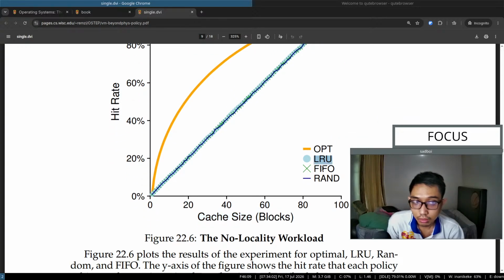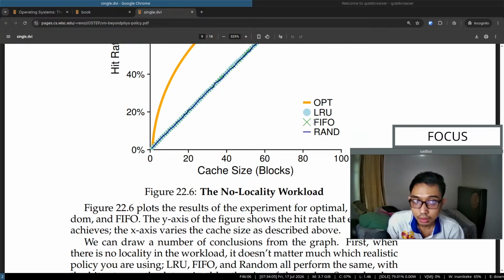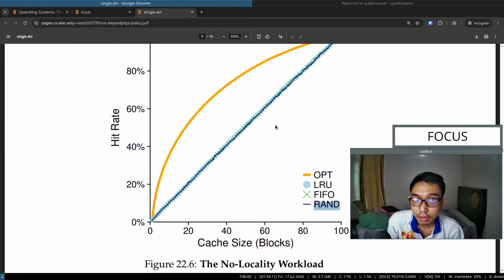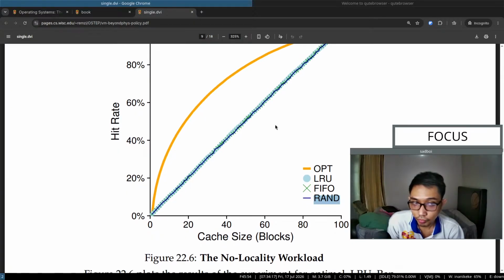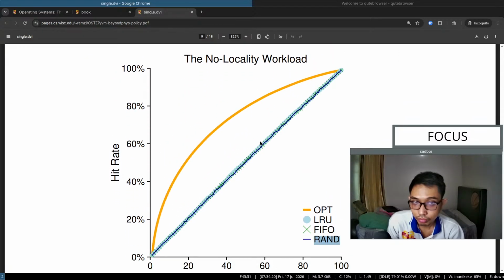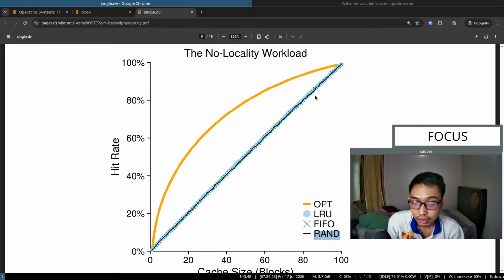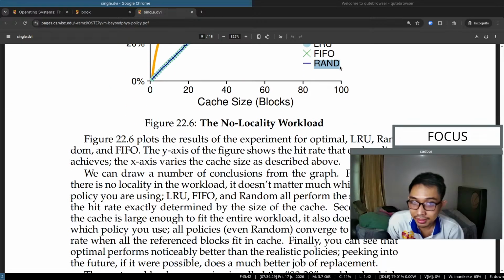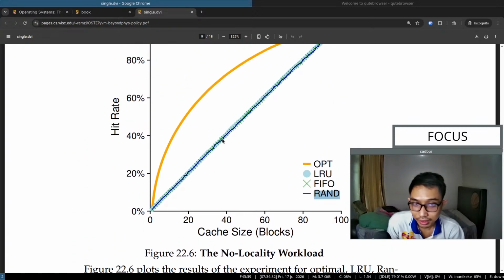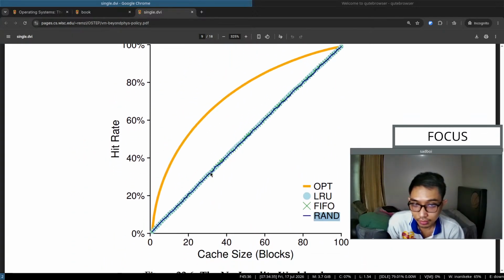Now we have the least recently used, first in first out, and random. That looks similar, I guess, at least in my eyes. There might be a little difference here and there, but overall it looks the same to me.